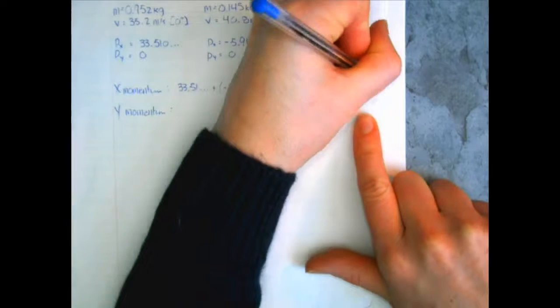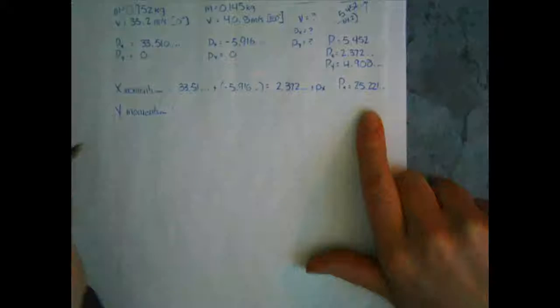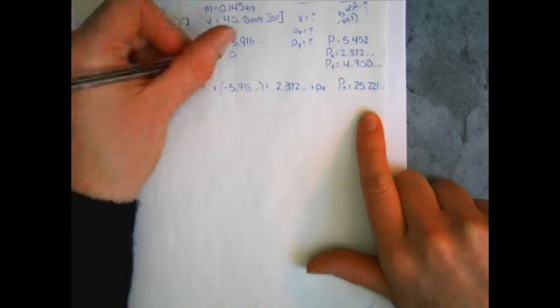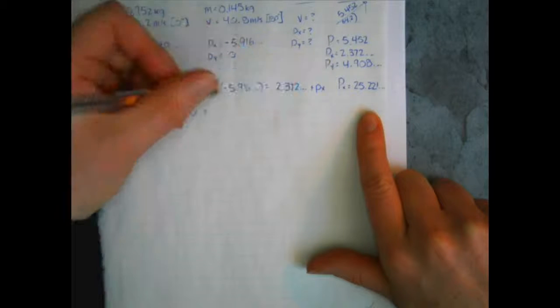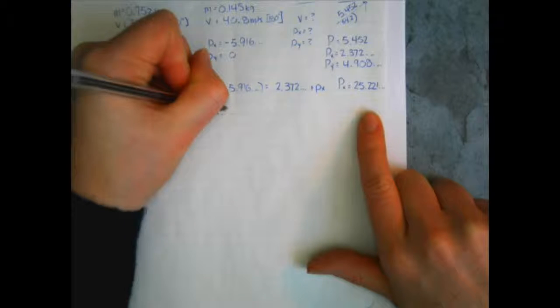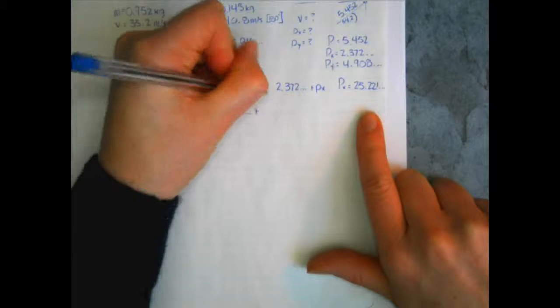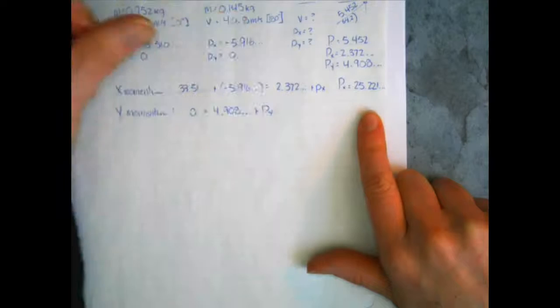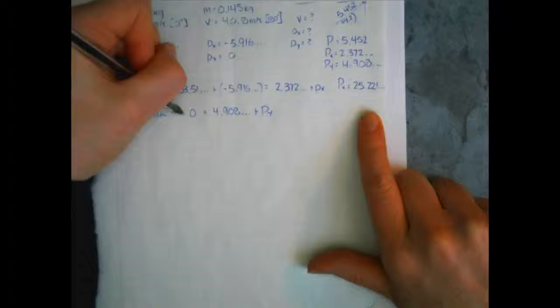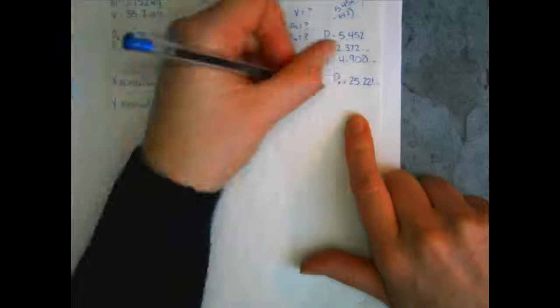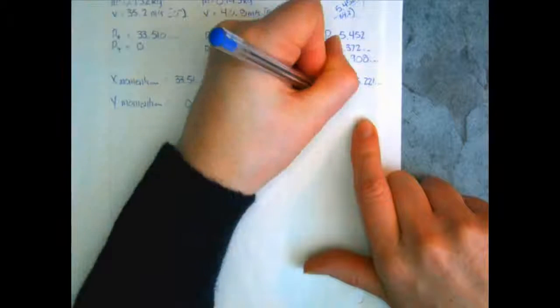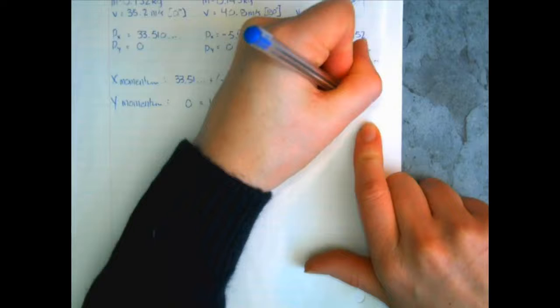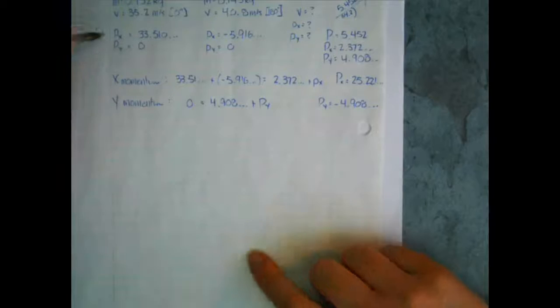25.221. Okay. Same thing for our y. We have 0 is our total before. So it's equal to, afterwards we have the positive 4.908. And so that's in addition to py, which is our unknown. So because this is positive, you would subtract it to move it away. And so we can say py is equal to negative 4.908 kilogram meters per second.